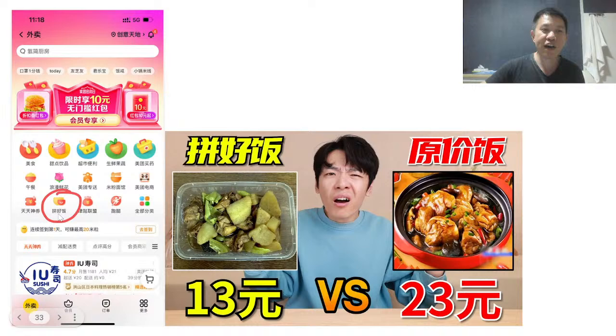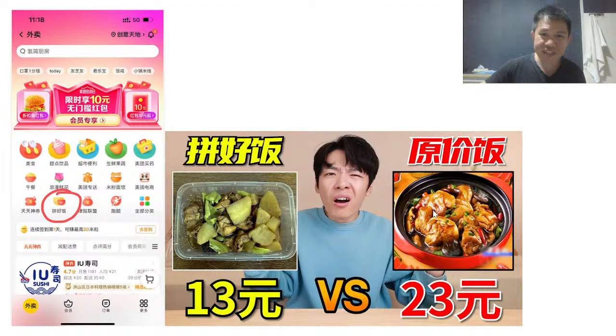So because now, for example, the young folks' unemployment is 40%. So they are very price cautious. They just want to eat the cheap meal. So that's where Ping Hao Fan comes in. They give you a budget meal, just 13 yuan only, delivered to you. That's very cheap. Because typically, when you use delivery on Meituan, it's about 20 to 30 yuan.